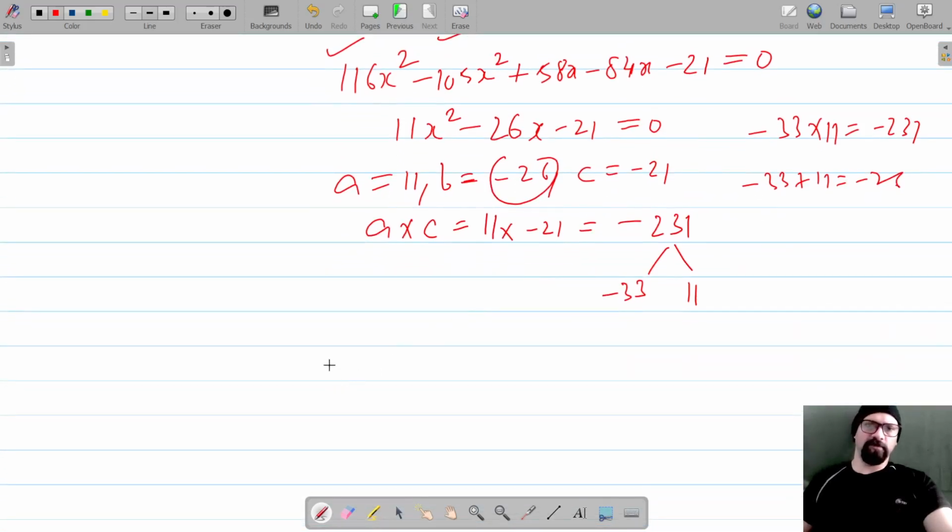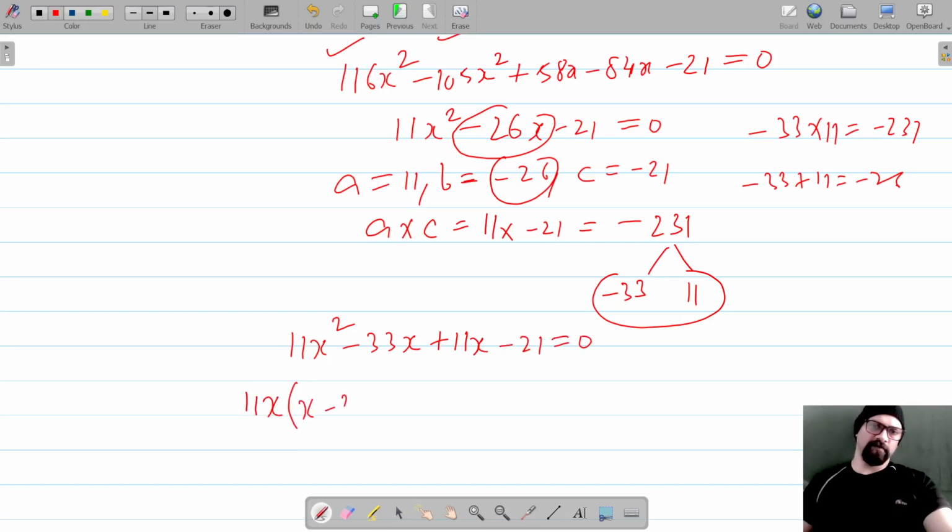So I'm going to solve this using the factorization method. Instead of negative 26, I'm going to put these factors, which are negative 33 plus 7x minus 21 is equal to 0. So 11x minus 3 plus 11. Okay, here common is both these. This is 33, and actually the factors were 3 7s, 7 and 11.